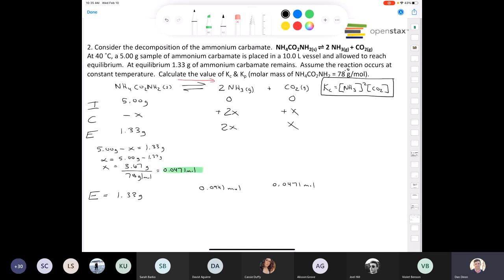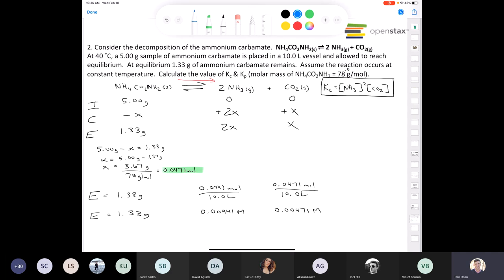Now, again, if we're going to calculate our Kc, the only thing we're interested in is the concentration of these two. We have the number of moles of each, and we have the volume of the container, of the vessel, which is 10 liters. So I'm going to divide both of these by 10.0 liters, and I get that at equilibrium, again, I have 1.33 grams of this. I've got 0.00941 molar here, and I've got 0.0471 molar here.